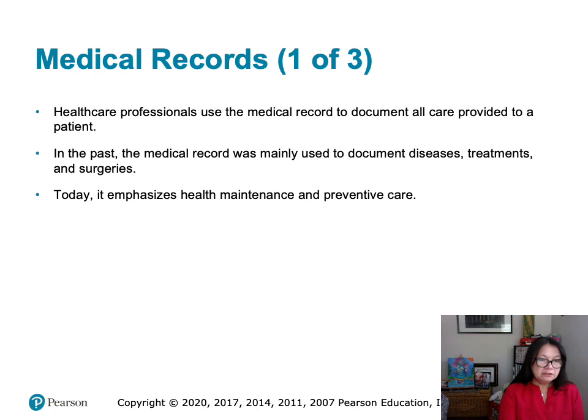Many of the medical language skills discussed in the first part of this chapter are used when dealing with medical records. Let's briefly look at some of the more common types of medical records. In general terms, the medical record is where healthcare professionals document all care provided to a patient. In the past, the medical record was mainly used to document diseases, treatments, and surgeries. Now the medical record emphasizes keeping the patient in good health and preventing disease before it begins.